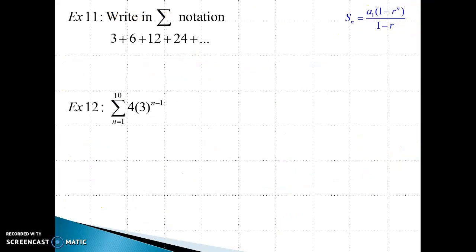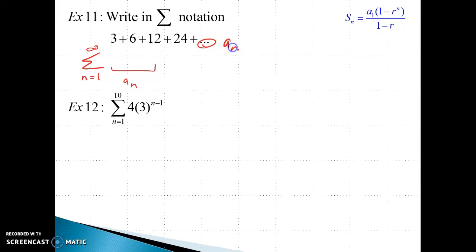All right, last but not least, here we want to work on writing this in sigma notation. Recall that with sigma notation, we use the sigma sign. We write the n equals where we start, which is always going to be 1. Then we want to write where we stop. In this case, since there's a dot, dot, dot, we're stopping at infinity. And then this part in here is going to be my a sub n.